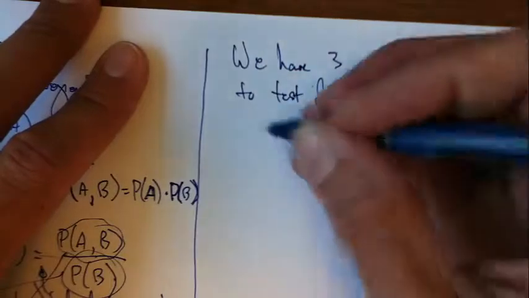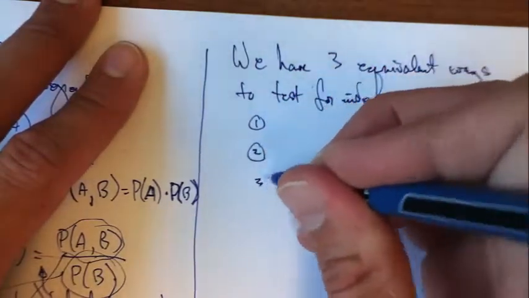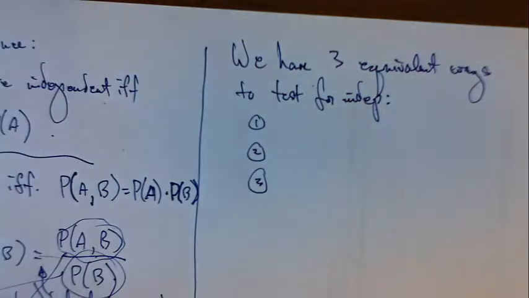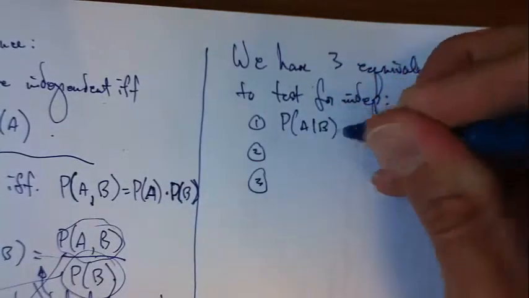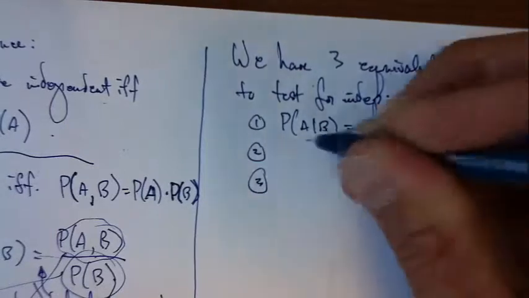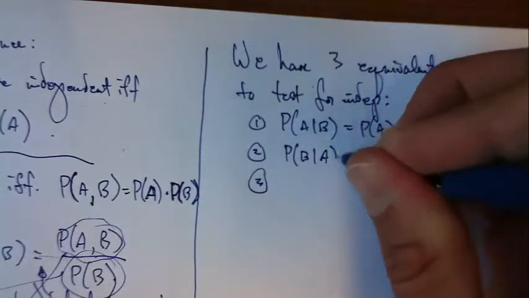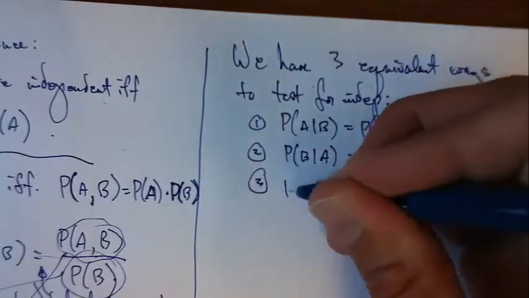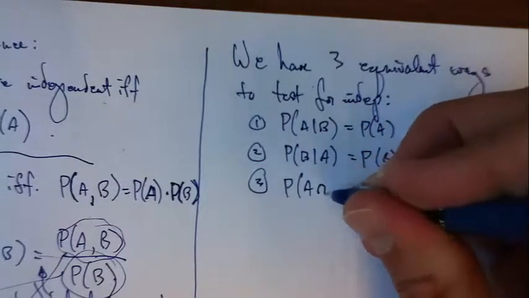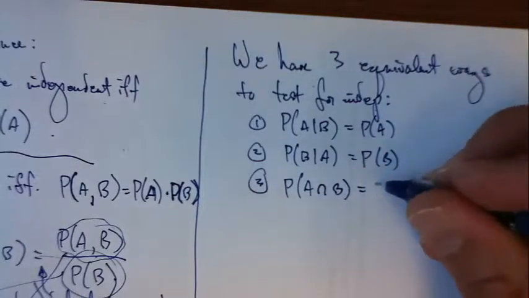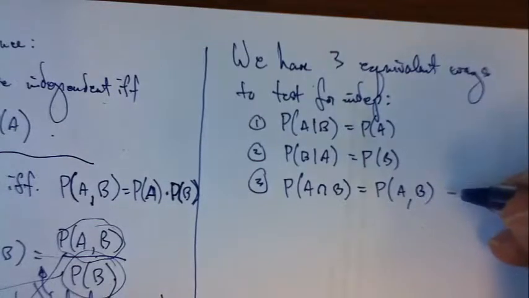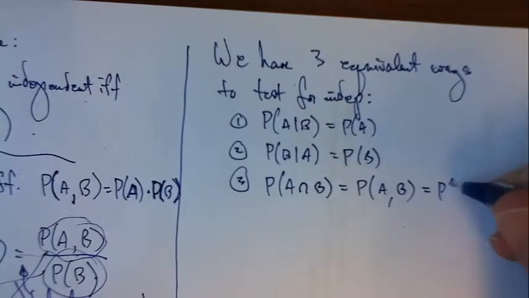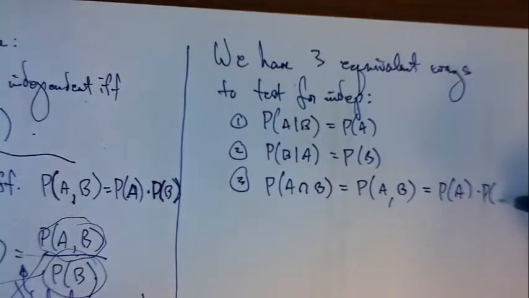Okay, they're not just useful for testing for independence, but also for computing probabilities if you're given that some events are independent. So the chance of A given B is the chance of A. The chance of B given A is the chance of B, and the chance of A and B, which we'll typically write now with commas, is the chance of A times the chance of B.